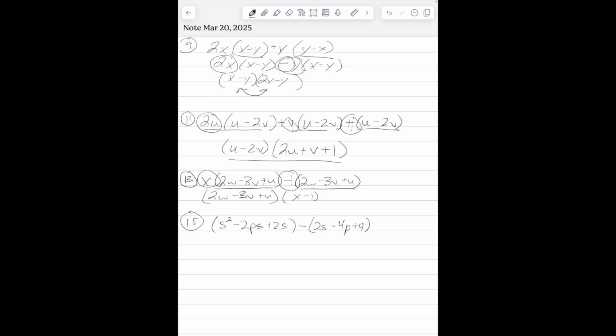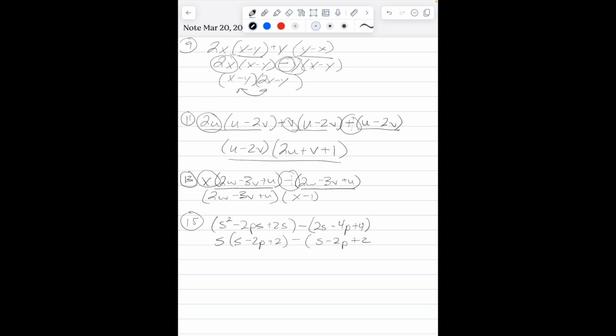Looks to me like it's an s. If I do that, the s squared divided by s leaves us with, whoops, that's no good. Erase that too. That leaves us with s minus 2p plus 2, close that parentheses, minus the quantity s minus 2p plus 2.